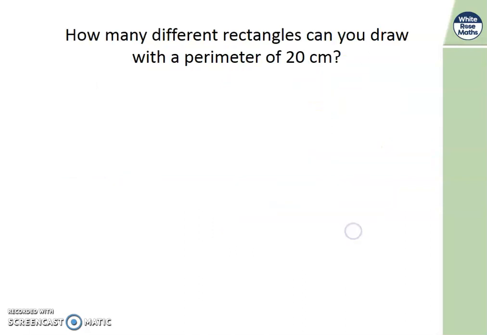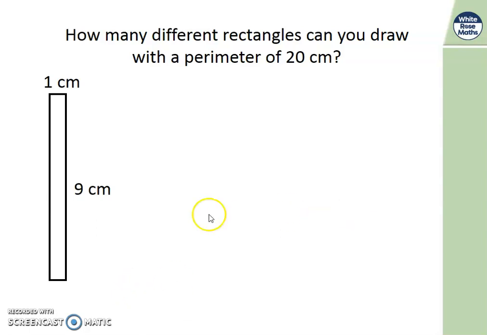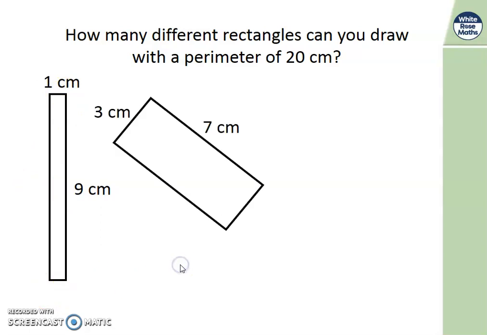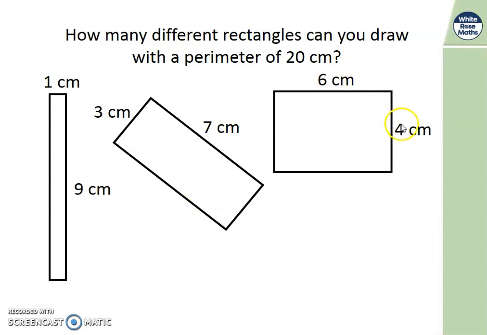Let's see how you did. How many rectangles can you draw with a perimeter of 20? Well, we can see we can have 1 centimetre and 9 centimetres. 9 add 9 is 18, add 1 is 19, add 1 is 20. 3 by 7. 3 add 3 is 6, 7 add 7 is 14, 14 add 6 is 20. 6 and 4. 6 add 6 is 12, 4 add 4 is 8, 12 add 8 is 20.